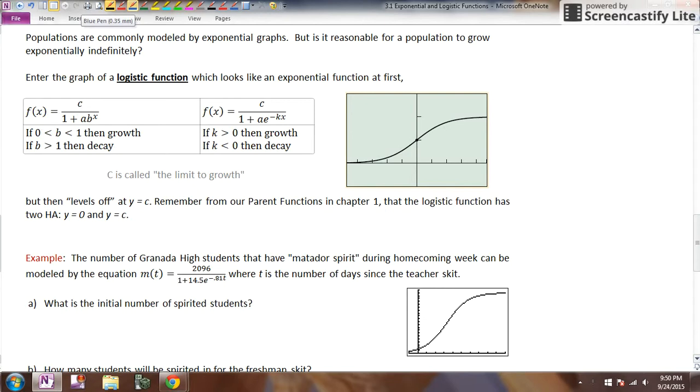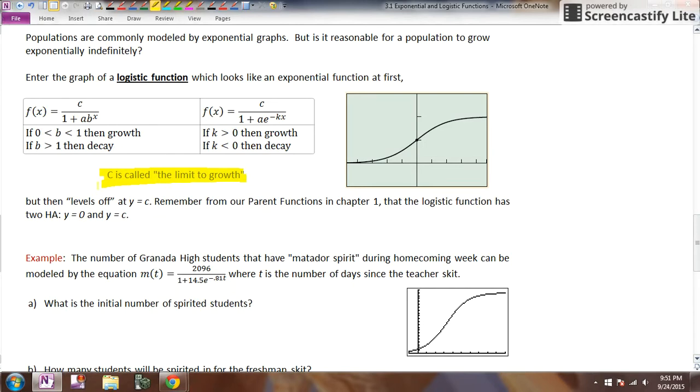Like we'd be piling 100 kids in a classroom, and that's just not possible, or thousands of kids on the quad. It's not going to work. We just don't have that much room. So that's what a logistic function says. It says, all right, I'm going to start off, you look like you're growing exponentially, but then you kind of level off at this limit to growth, because that's about all we can hold, or that's all there is in the school, or whatever.